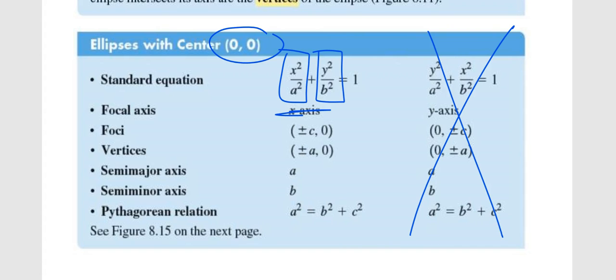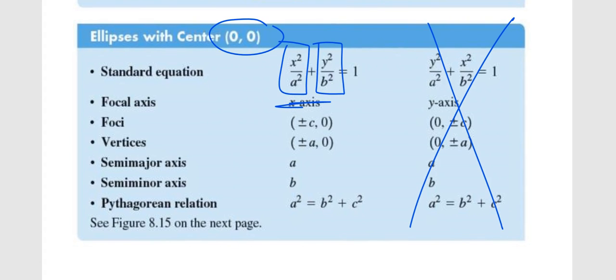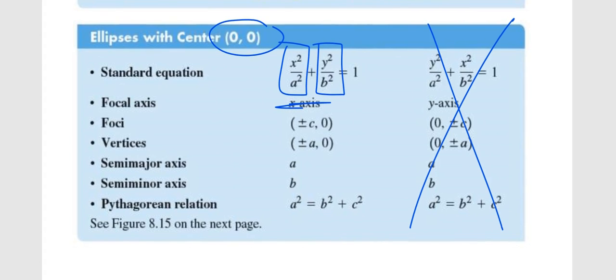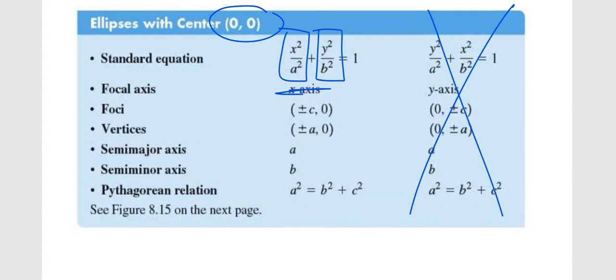We'll look farther down here in a second. I never write the Pythagorean relationship the way they do. We typically write it like this: c squared equals the absolute value of a squared minus b squared. We'll talk about that when we get into it. Your vertices may not be plus and minus a comma 0. In the vertical situation, it could be 0 comma plus and minus b.